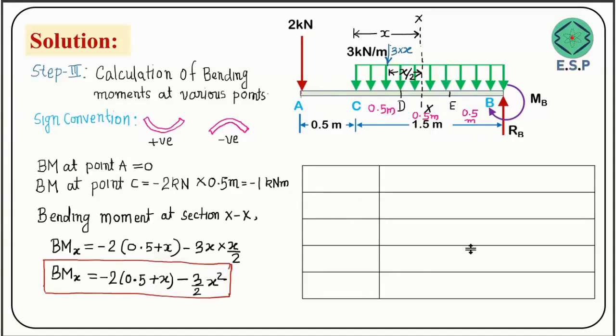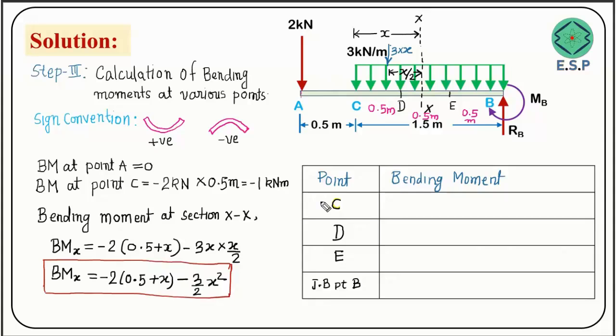So I have drawn a table here. In this table I'll be showing various locations. So here there will be points, and here I am writing the bending moment at the corresponding points. So first of all I am going to take point C, then point D, then point E, and B. When I say B, it is just before point B, because if I go just after point B, then this moment will come into the picture. So I'm just going before point B.